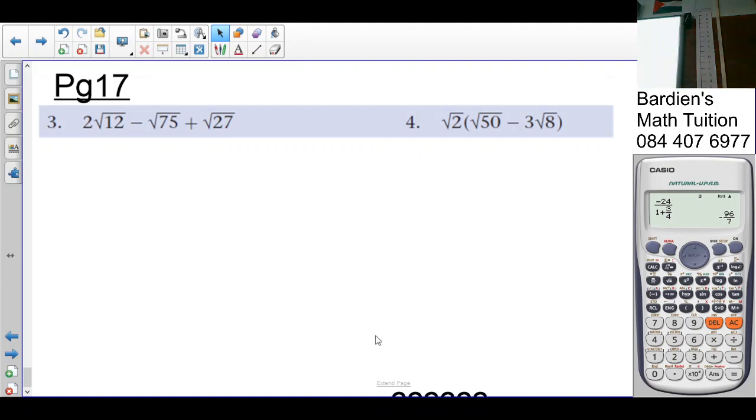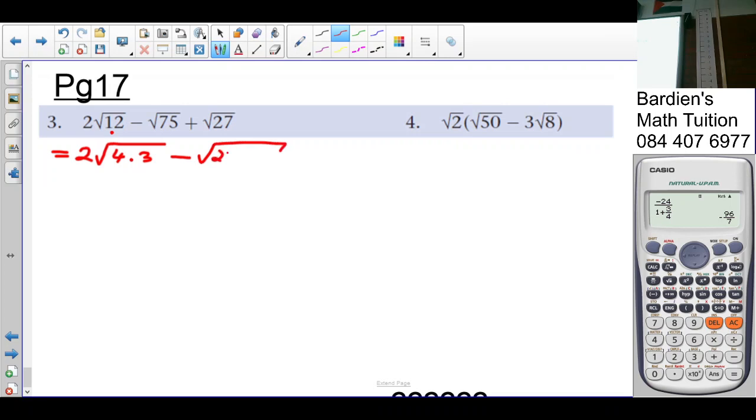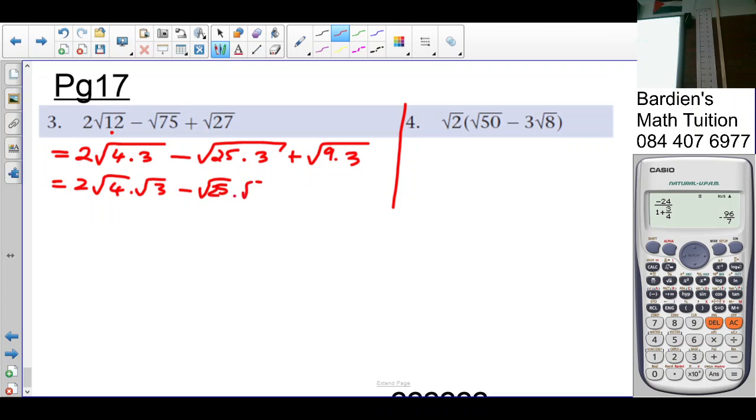So number 2. Which perfect square goes into 12? The largest perfect square that goes into 12? 4 times 3. 75 is 25 times 3, plus 9 times. So that can be written as 2 root 4 times root 3 minus root 25 times root 3 plus the root of 9 times.